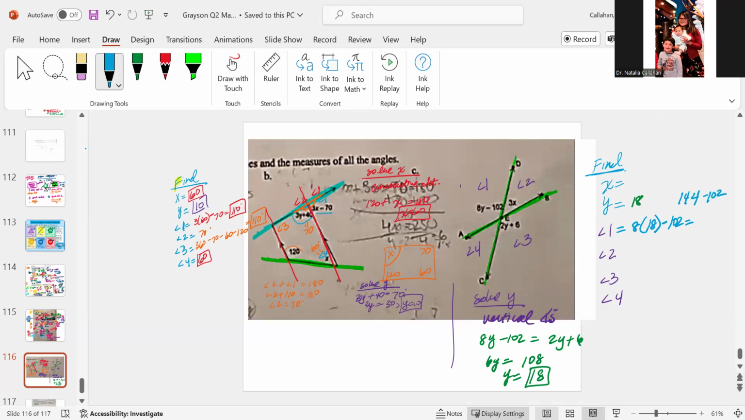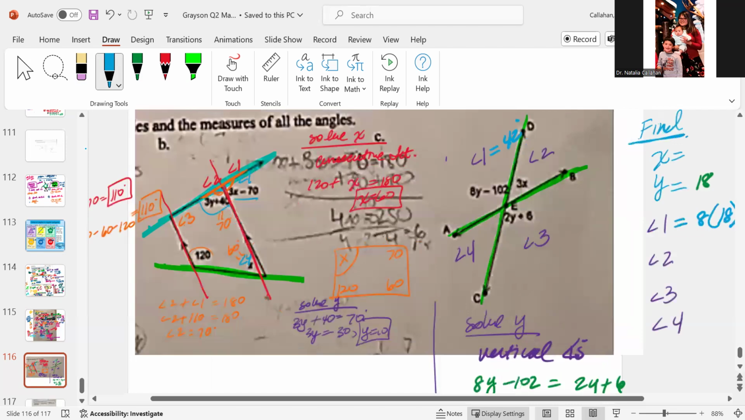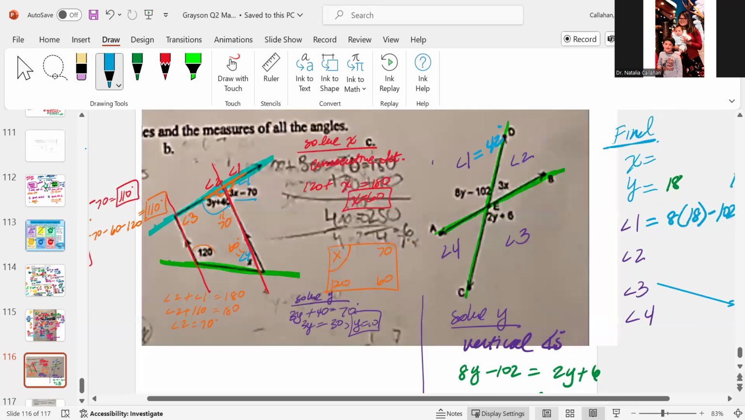Good. So this is 42 degrees. What other angles can you find? Angle 3. Good. Angle 3 is going to be 2y plus 6.